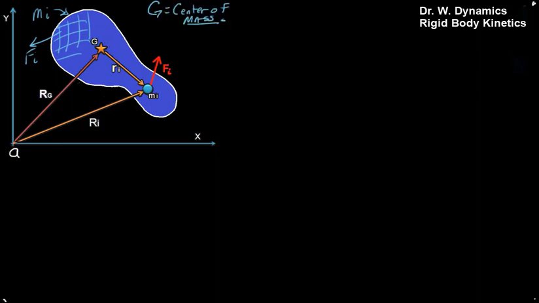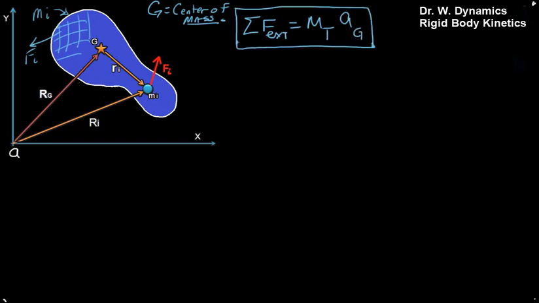And we saw from our work with particle systems that if we add all of these forces that are acting, the internals will cancel, but the externals will be equal to M total times aG, where that becomes one of our equations that we can use to analyze the motion of this body.